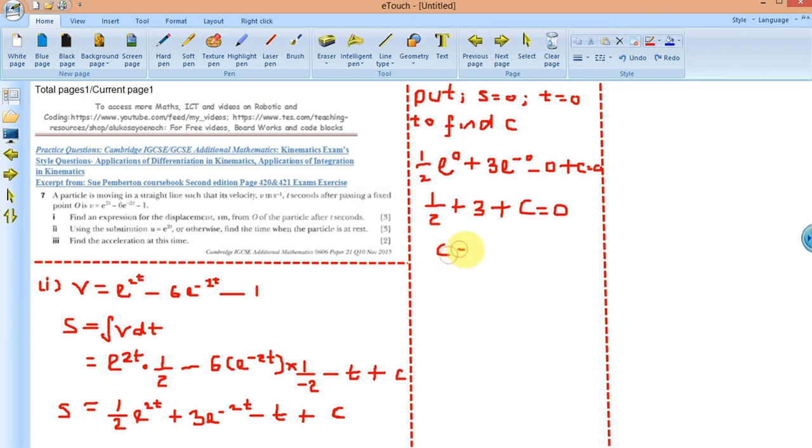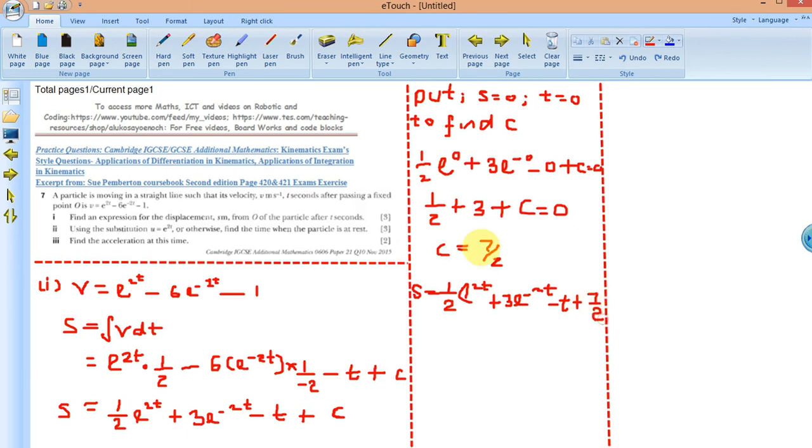C is 3.5, or if you like, 7 over 2. I don't know, which one do you like, guys? Let me work with 7 over 2 in proper fashion. So the final expression for the displacement is now half exponential 2t, plus 3 exponential minus 2t, minus t, plus 3.5. If you don't mind, that's 7 over 2.